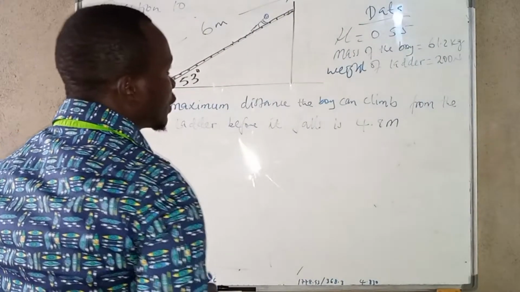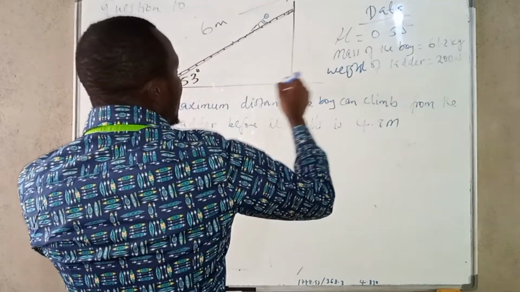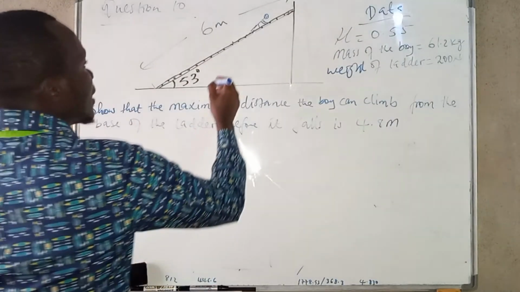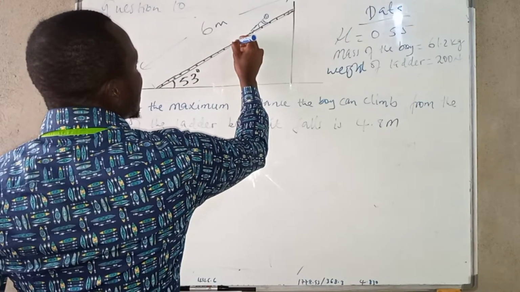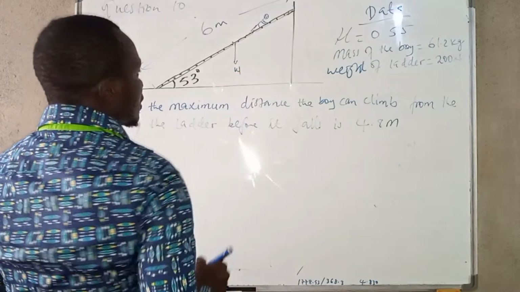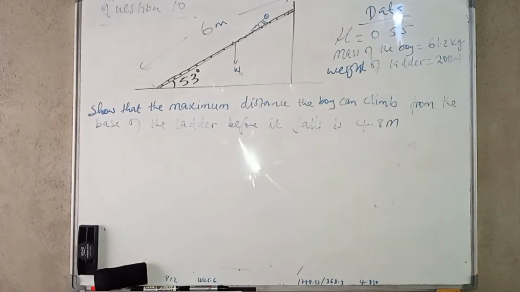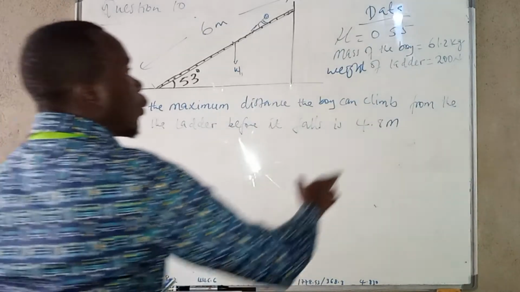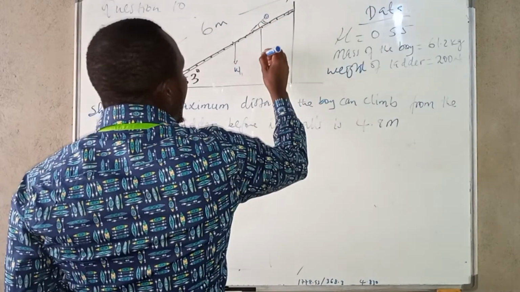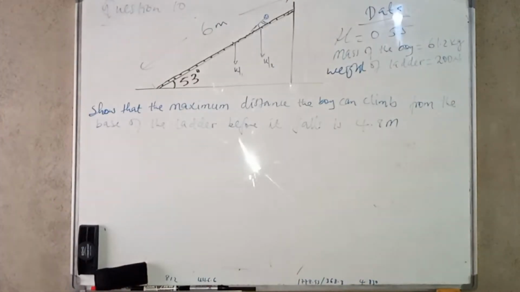Then we are told the weight is 200 newtons, and since it is a uniform ladder, the weight is concentrated right in the middle. So the middle point here. So this is the weight of the ladder, and let's call it weight 1. And then we also have the weight of the boy, which will be here. Let's call it weight 2.